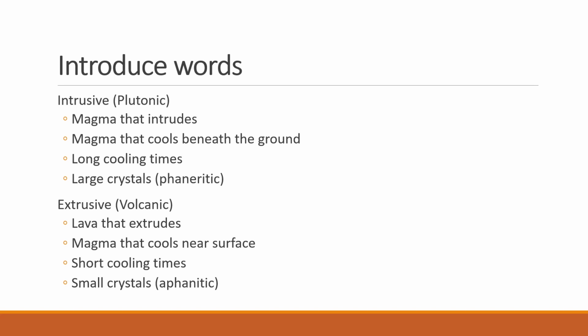The other type of volcanic rock is going to be our extrusive or volcanic rocks. These are lava that extrudes. Notice I said lava this time. It can also be magma that cools very near to the surface. The important thing here is that they have short cooling times. These are cooling in cooler environments, so they cool faster. Because they're cooling faster, there's no time for large crystals to develop, so we have very small crystals, or not visible crystals, the aphanitic texture.